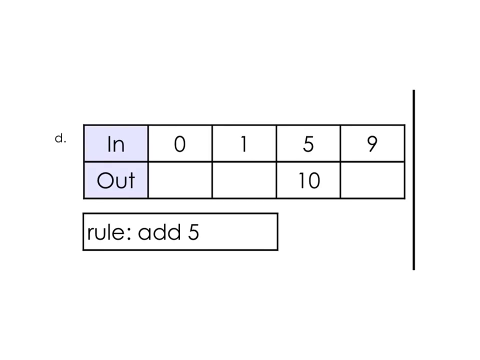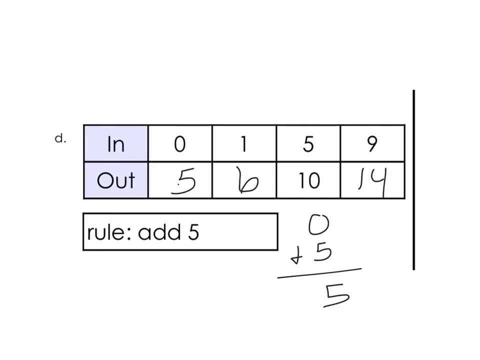Here's another example of our in and out boxes. Our rule is to add 5. So whatever that in number is, so our first one is 0, I'm going to add 5 to it and get my answer. Well, we know that if we add or subtract by 0, it does not change that answer. So 0 plus 5 is 5. We go to the next one. 1. My rule is to add 5. 1 plus 5 is 6. 9 plus 5 is 14.